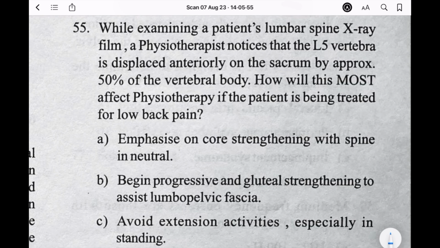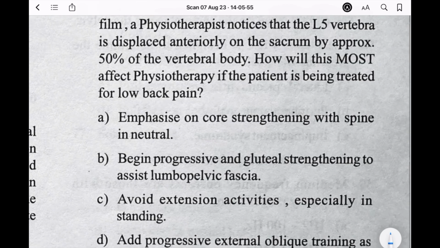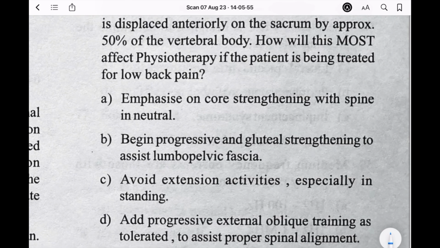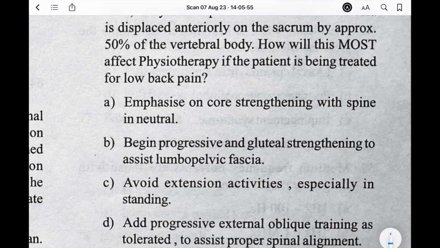Options are A, emphasize core strengthening exercise with spine in neutral, B, begin progressive gluteal strengthening to assist lumbopelvic fascia, C, avoid extension activities especially in standing, or D, add progressive external oblique training as tolerated to assist proper spinal alignment. So correct answer is A.